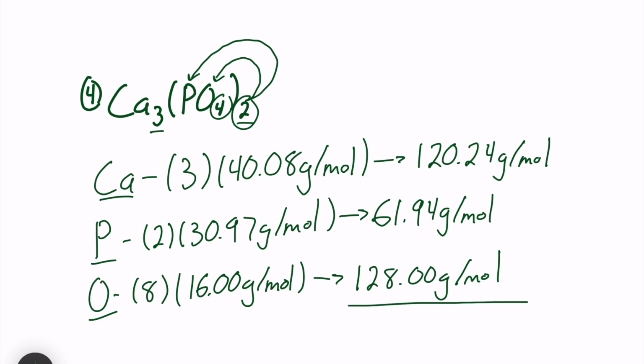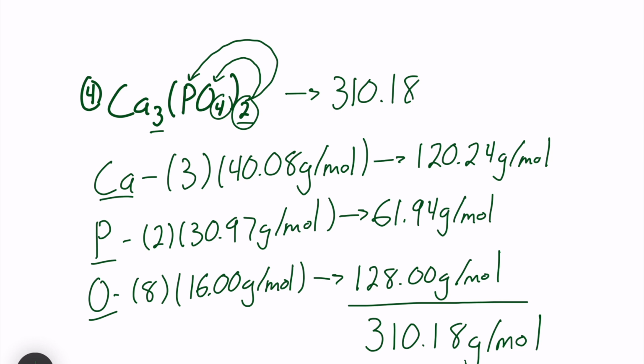And we just have one more step here. Let's add all of them up. So we'll add 120.24 plus 61.94 plus 128 to get a molar mass for Ca3(PO4)2 of 310.18 grams per mole. Okay, so I'll write that next to Ca3(PO4)2. So we have 310.18 grams per mole. Okay, so that is calculating molar masses for molecules.